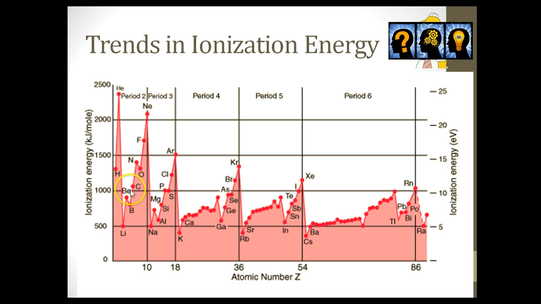But as your atomic number increases, as you go across a period, a horizontal row, if you look at the second period, you have lithium, beryllium, boron, carbon, nitrogen, oxygen, and fluorine all in the same row, in that order. As you go in that order, it looks like the ionization energy is increasing.